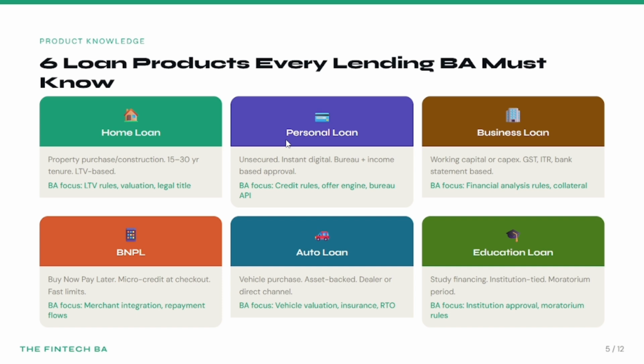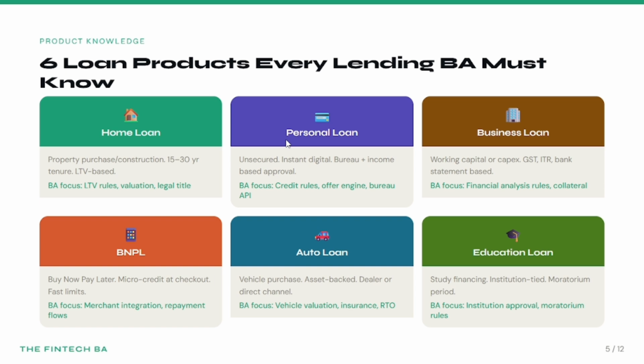What happens is instant approval, fully digital journeys, and also AI-driven credit decisions. As a BA, you will document the bureau integrations, the income verification methodology, and the credit policy rules engine. So multiple things are there.